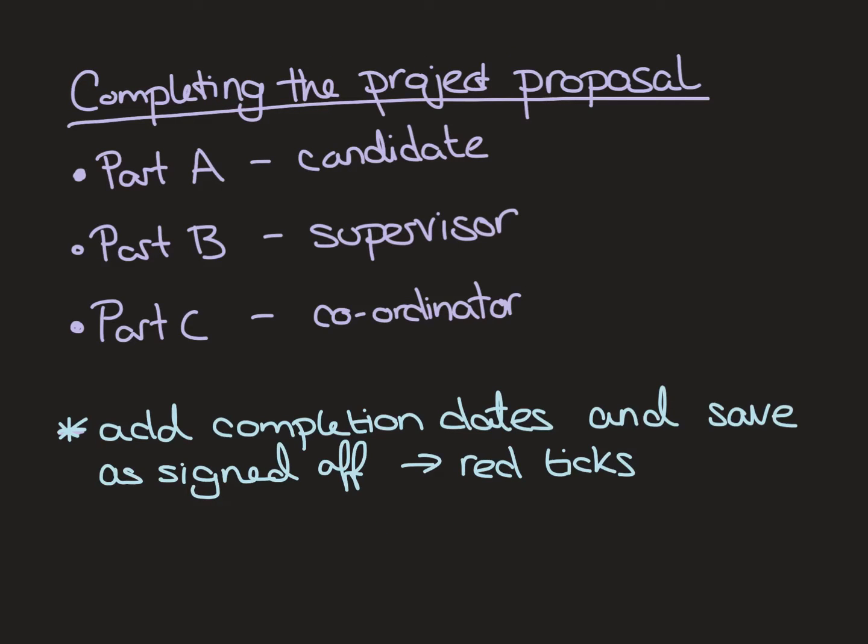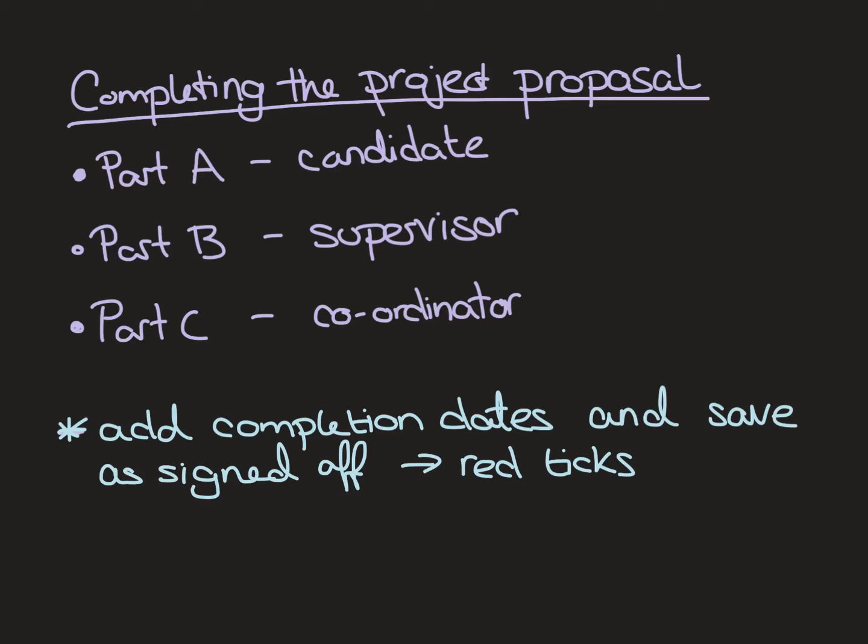So just as a quick overview before we move on to the next stage, the project proposal has 3 parts to it, part A, part B and part C, each part being filled out by a different person. Part A is filled out by the candidate, where they give an outline of the research plan that they have. Part B is filled out by the supervisor, where they're talking about these 5 things and the dual accreditation that we just mentioned.